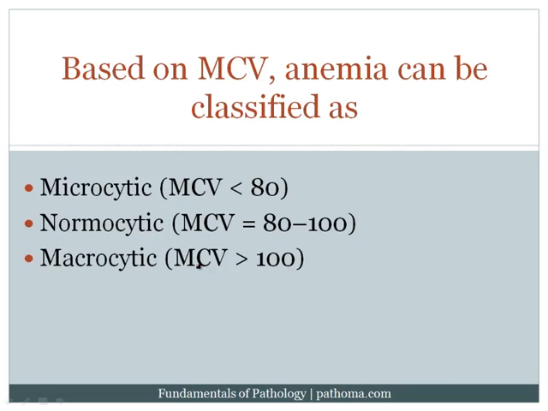Let's just remind ourselves that the normal red blood cell has an MCV, or mean corpuscular volume, of about 80 to 100. That's the normal. Less than 80 is considered microcytic, i.e. the cells are smaller than they normally should be. And greater than 100 is considered macrocytic, i.e. the cells are bigger than they normally should be. And so we're going to divide anemia into three types: microcytic anemias, macrocytic anemias, and normocytic anemias.